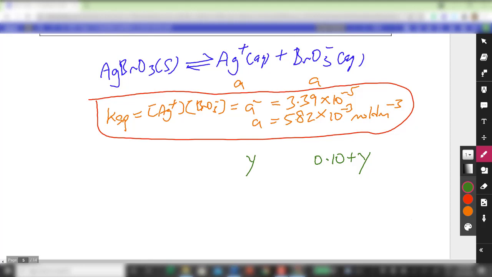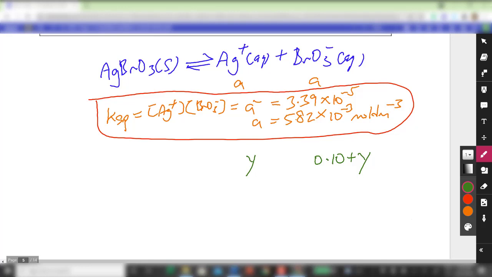You'll be thinking, how come for bromate there's a 0.10 plus Y? That's because I imposed a condition earlier on. If you remember, I said that my aqueous solution already contains 0.10 moles per dm cube of bromate. So in that case, if I attempt to dissolve silver bromate again, I will expect less to be dissolved. Let's say Y amount of silver bromate dissolved, then the amount of silver ion will go up from 0 to Y, and the amount of bromate will go up from 0.10 to 0.10 plus Y.